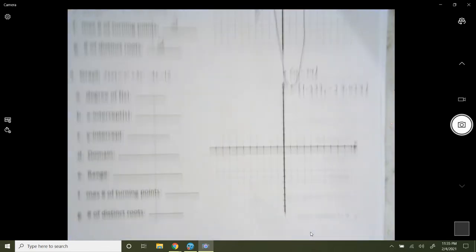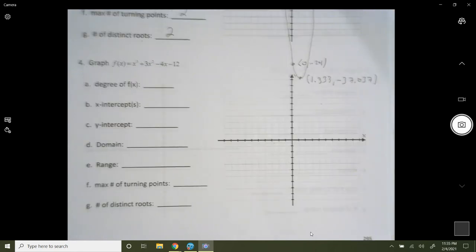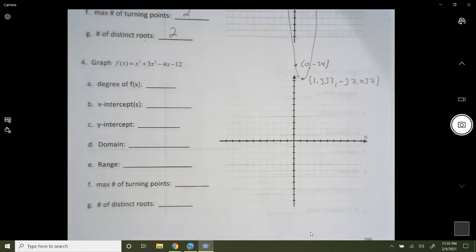Okay, and one last problem. Again, I encourage you, try these on your own if you want to try them on your own.